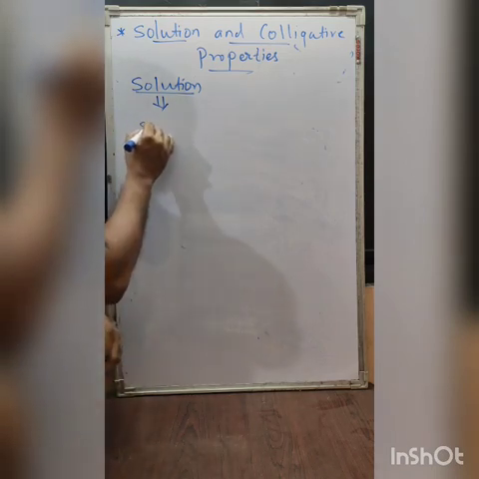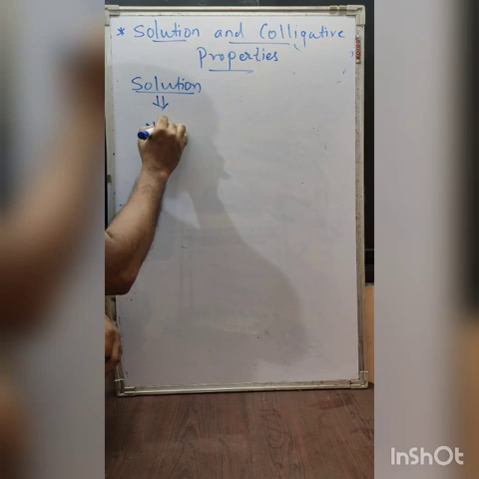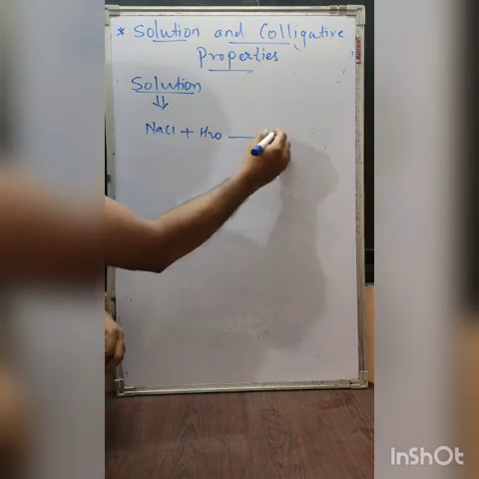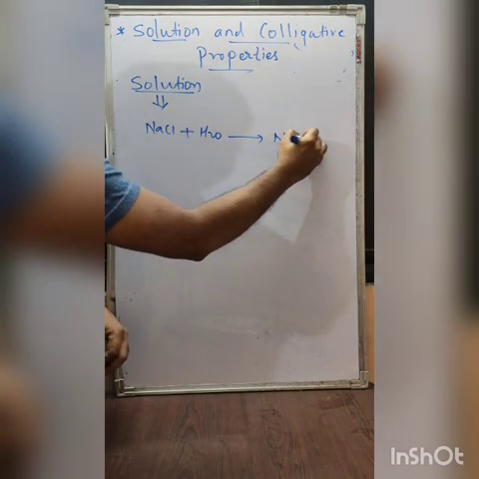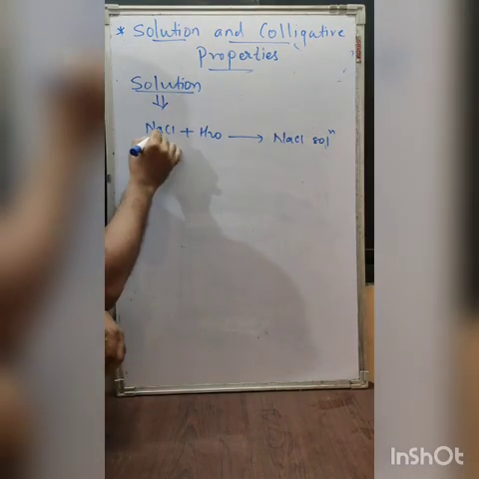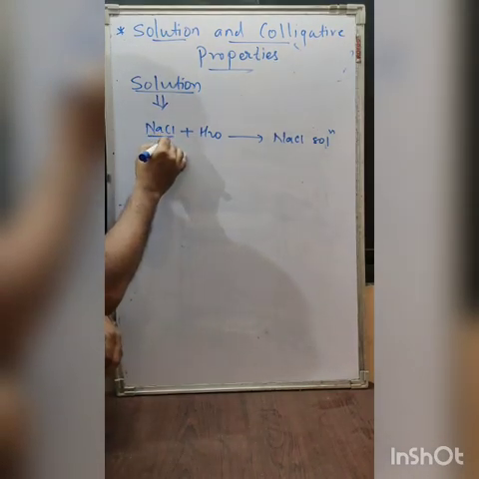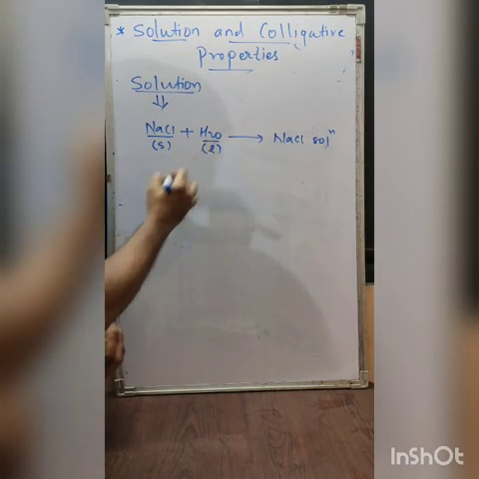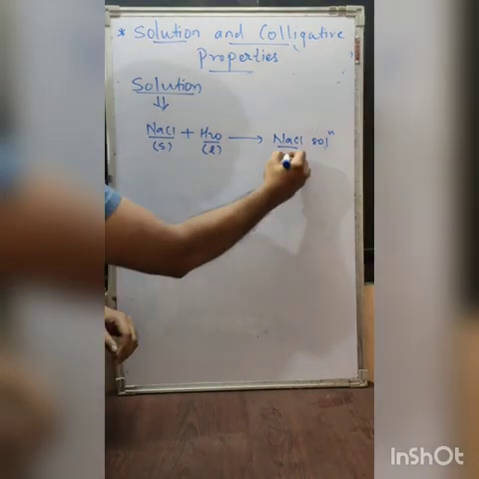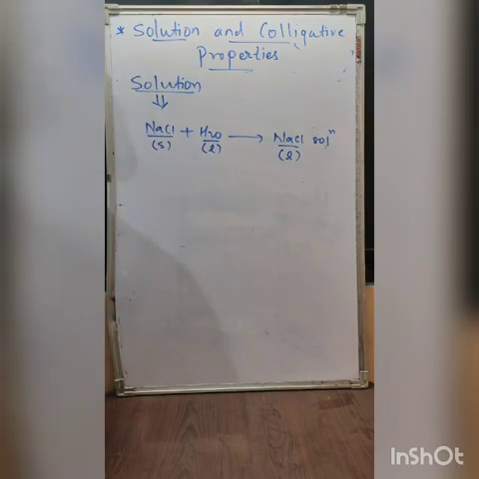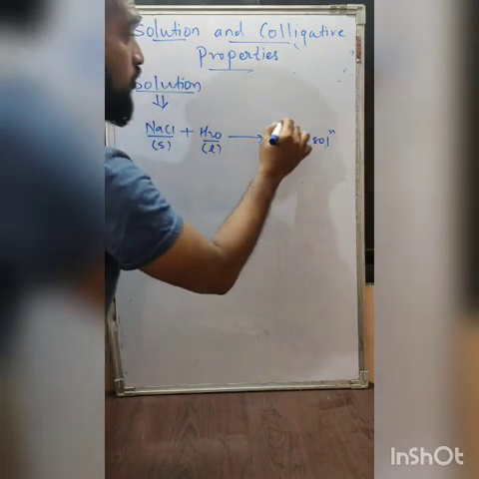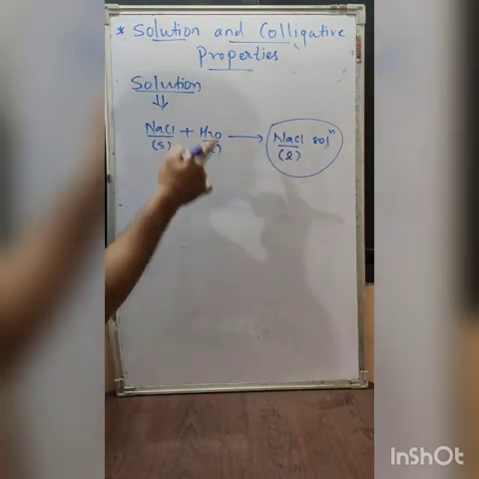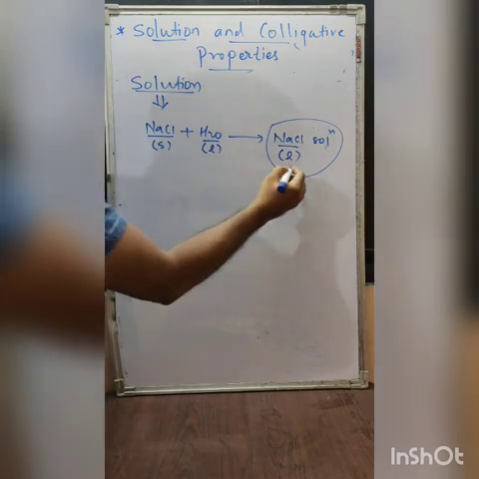Another method to identify which will be the solute and which will be the solvent. Suppose I have taken a salt, that is NaCl, and water. If I dissolve NaCl into the water, definitely it will form a NaCl solution. So tell me, what is the physical state of NaCl? That is a solid. What is the physical state of water? That is a liquid. And what is the physical state of NaCl solution? It is a liquid.